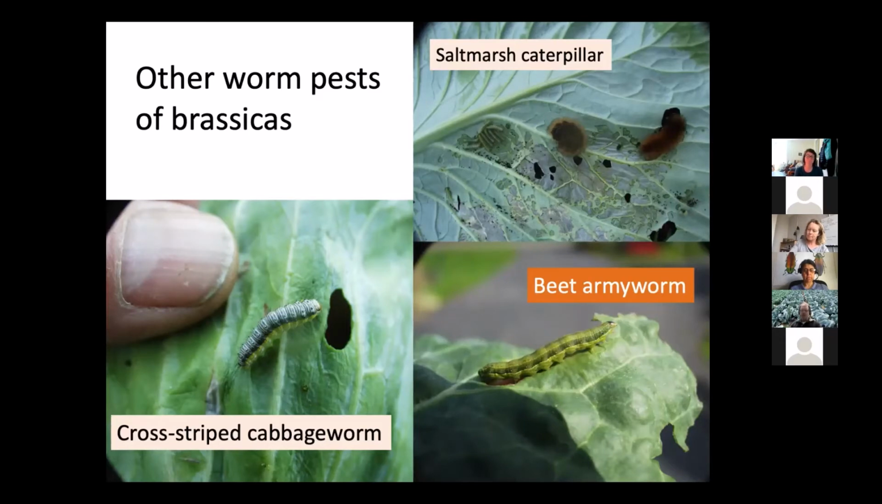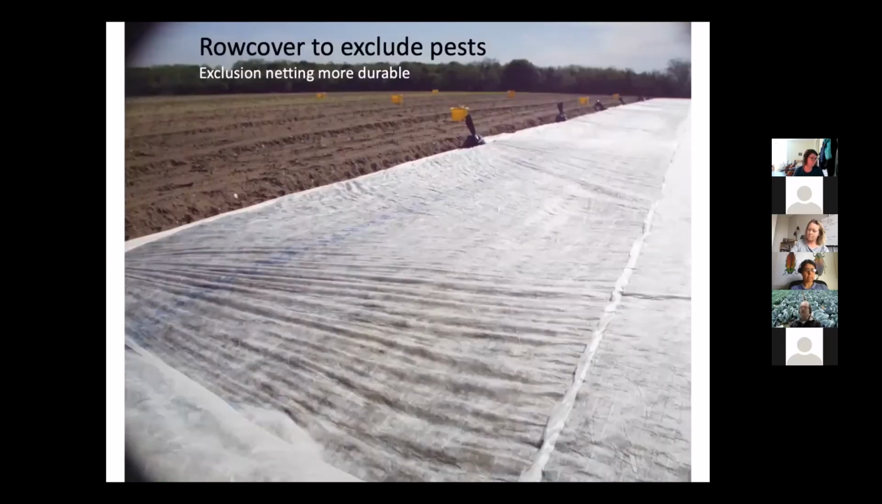Beet armyworm is one that is a little more notorious. In some years, we'll see migratory populations come in. The reason it's a problem is because it can be resistant to a lot of things. Susceptible to BT, but resistant to a lot of other insecticides we try to use to control it. Particularly pyrethroids are the ones that they're resistant to.